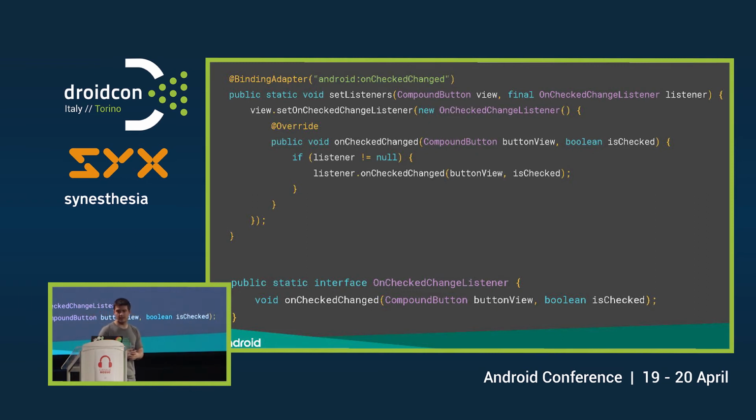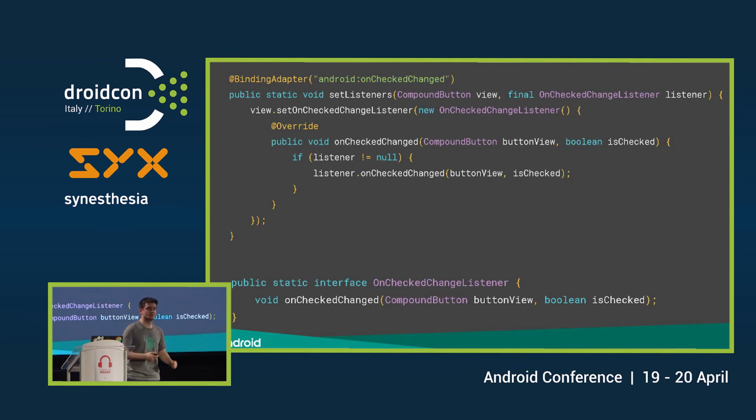Now, if we look at the method, what they're doing is just setting a new OnCheckedChangeListener, and then when the value changes, it's calling the listener parameter and passing the button view and the isChecked parameter or value. Now, that listener, as I said before, is your lambda expression from the layout expression. So it's just calling the body of your lambda expression.